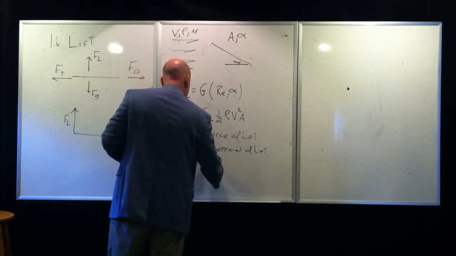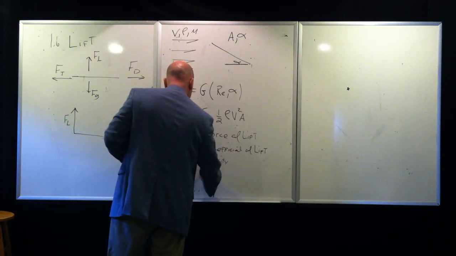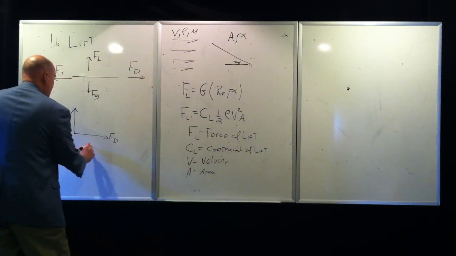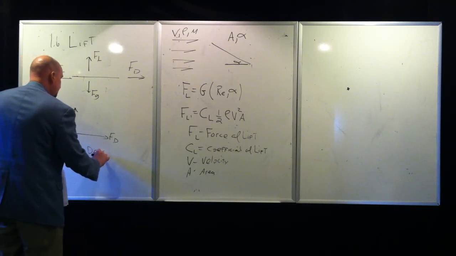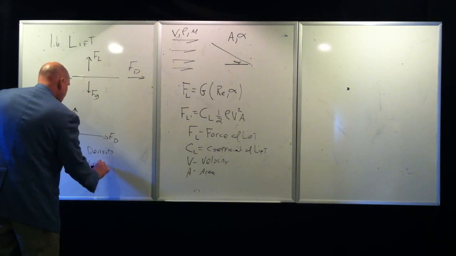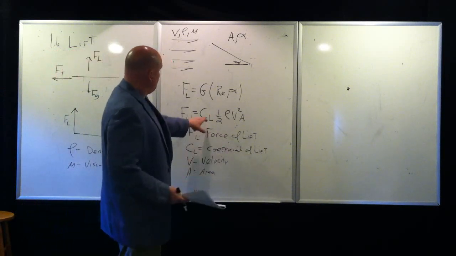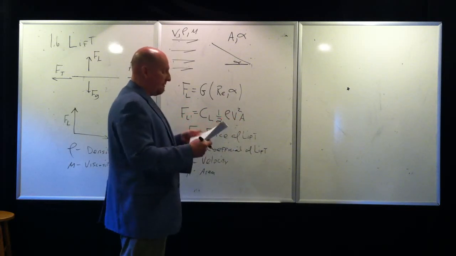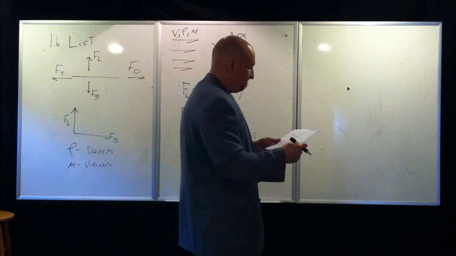V is velocity. A is area. We'll put back over here, rho is density. And mu is our viscosity. So, we know the coefficient, we know the density, we know the velocity, and we know the area. We can calculate what the force of lift is going to be. And we're going to do some of those in a little bit.